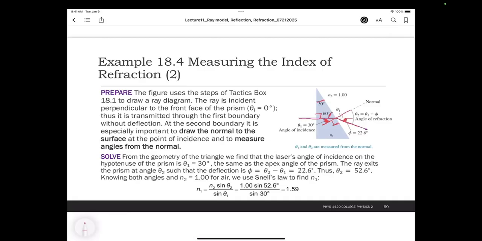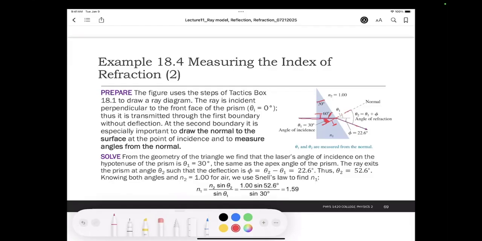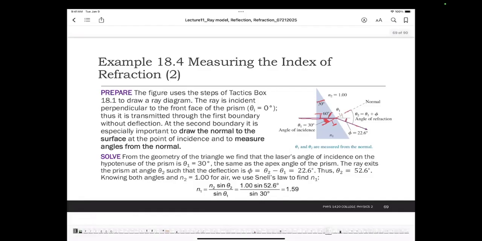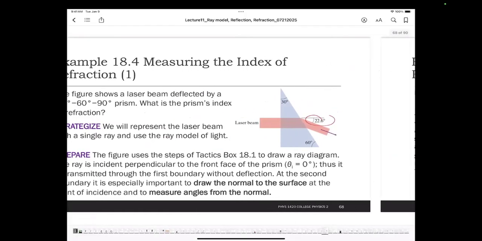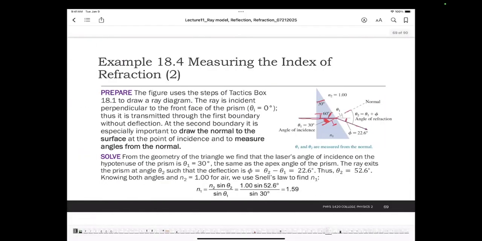Is this 22.6, am I right? And we want to get this angle. Yeah, this angle, it tells us it is 22.6, right?